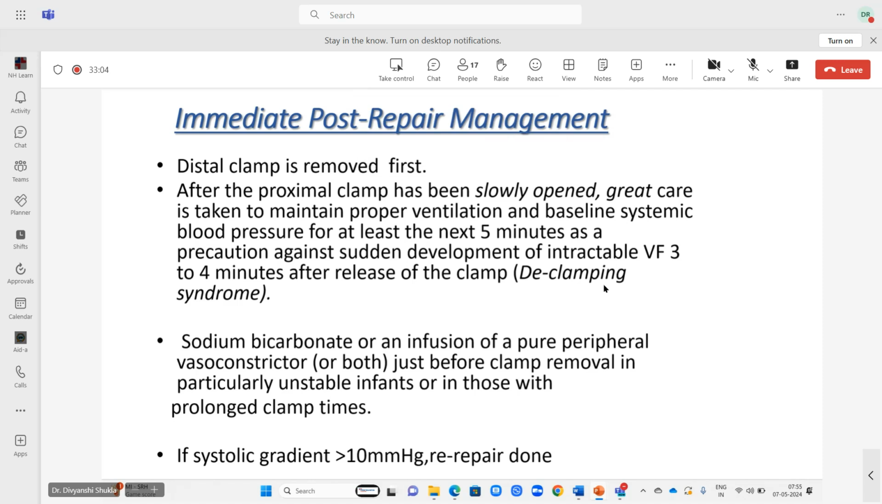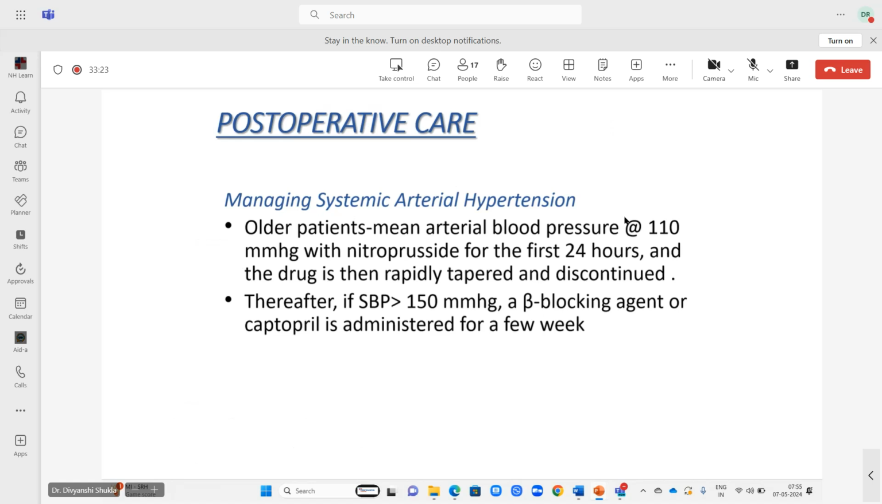Sodium bicarbonate or an infusion of a pure peripheral vasoconstrictor is given just before the clamp removal in particularly unstable infants or those with prolonged clamp time. If the systolic gradient is more than 10 mmHg, re-repair is done.